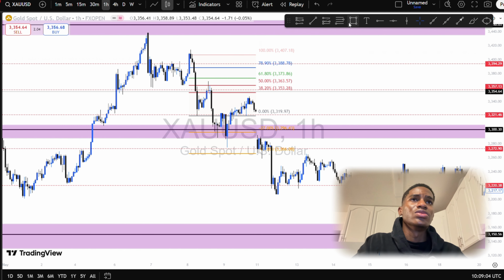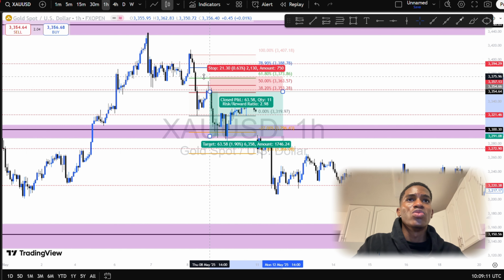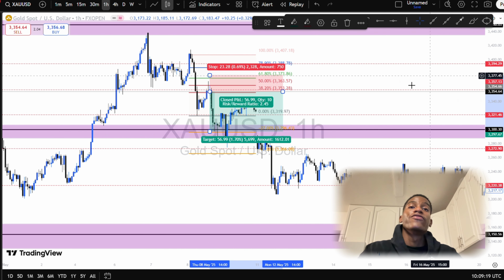You don't need anything else. Simple as that. This is what we call a strategy. You don't have to think too much, you don't have to work too much. Just take your hands off it, let the trade play out. Easy 1 to 2 risk reward trade. This is it. Very, very easy.